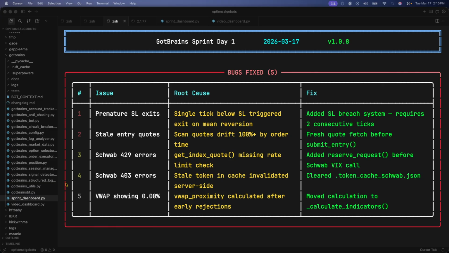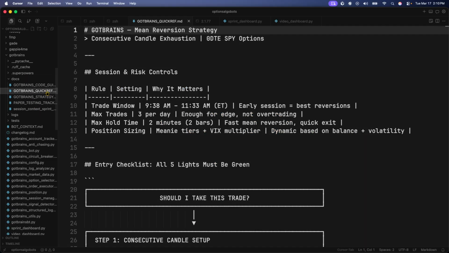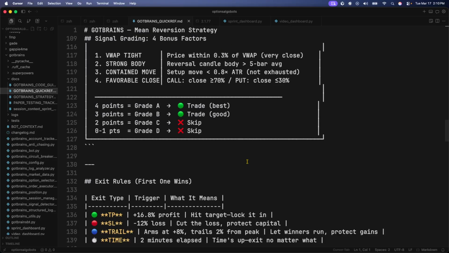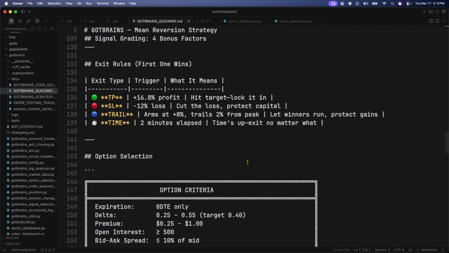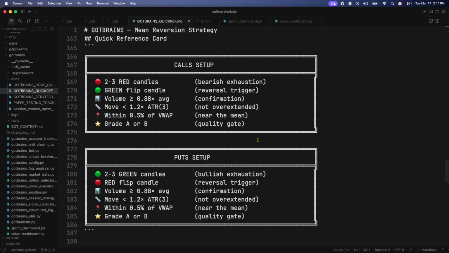So like I said before, with our GotBrains bot, for those that don't know, let me just go ahead and pick up a quick reference guide, right? What the bot is looking for is, in order to trade, we trade calls and puts, right? And these are going to be 0 DTE contracts, option contracts that expire the same day. So this is going to be a mean reversion strategy, meaning that the bot is looking for the price to go back to its average.